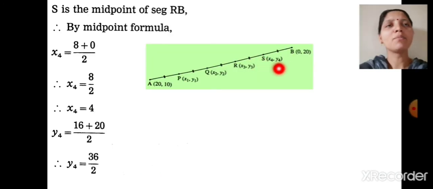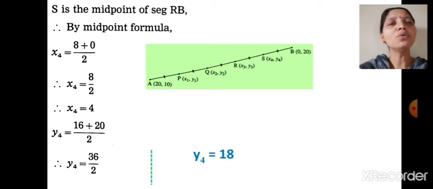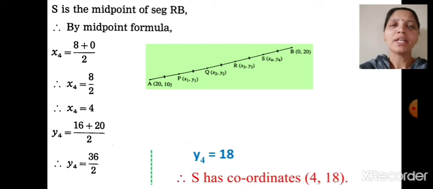Now S is the midpoint of seg RB. Okay, so by the midpoint formula we can find its coordinates. So x4 is equal to, now x coordinate of point R is 8 plus x coordinate of point B is 0 upon 2, that is equal to 8 upon 2, that is equal to 4. Now let's find out the y coordinate. y4 is equal to 16 plus 20 upon 2, that is equal to 36 upon 2. Therefore y4 is equal to 18. So the point S has coordinates 4, 18.